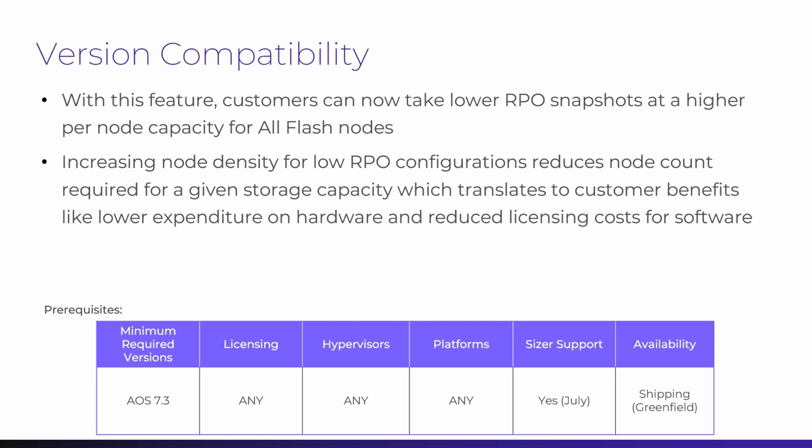The minimum version required, from an AOS perspective, is 7.3. There is no restriction in terms of licensing, so any license level, this particular feature works. It works on all hypervisors, works on all platforms. Sizer support is going to be available starting July for this higher node density. And then from a shipping perspective, this ability to do higher storage densities for lower RPOs will only be supported for greenfield clusters.